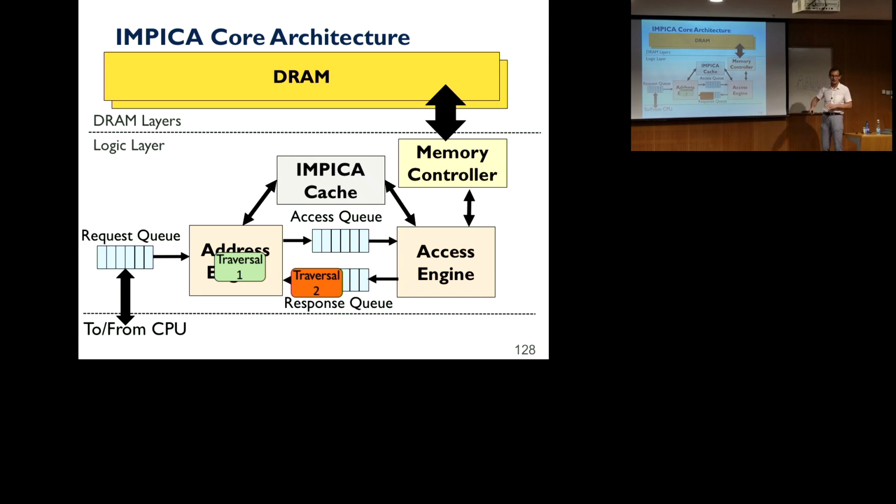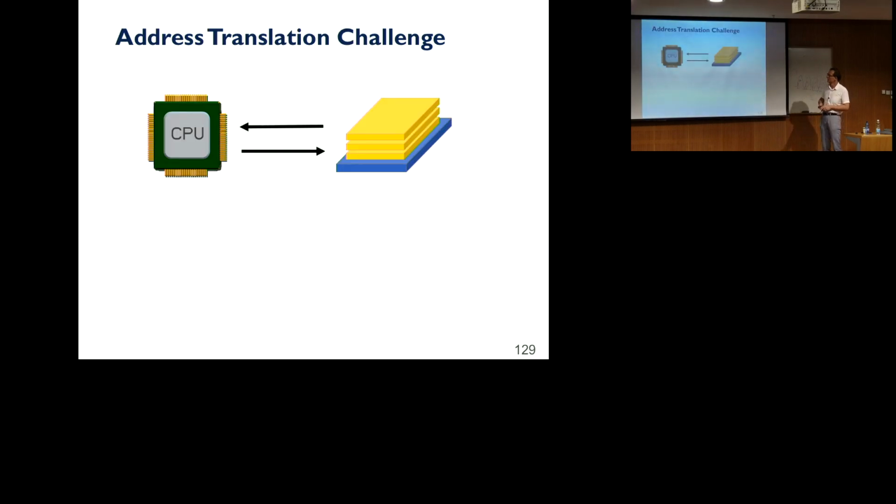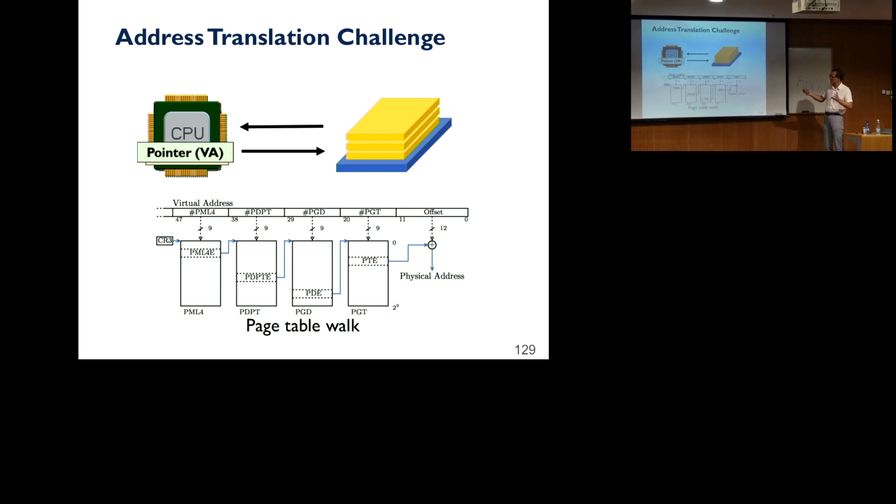So how do you design the accelerator? I think it's really interesting to design these specialized accelerators, and this is specialized for linked list traversal, for example, or any kind of pointer chasing traversal. But there's also an address translation challenge, which is even a bigger challenge in my opinion, because the CPU works on virtual addresses, right? You have this pointer that's a virtual address. It gets translated inside the CPU. And basically, this is a pretty complicated page table walk in existing systems.